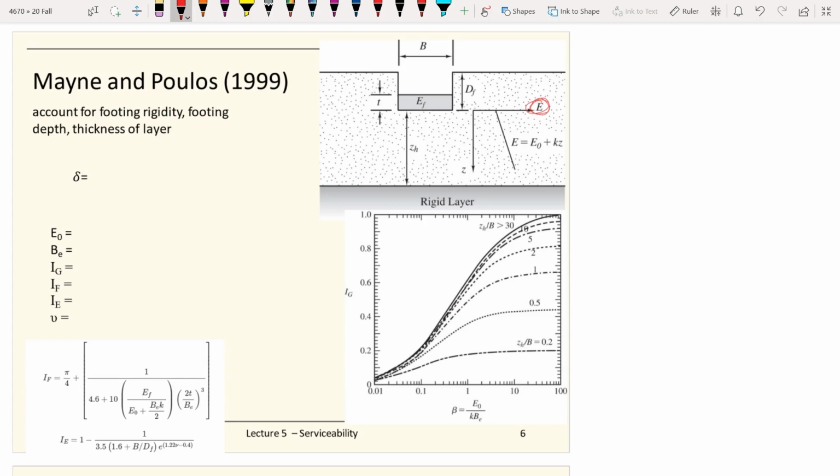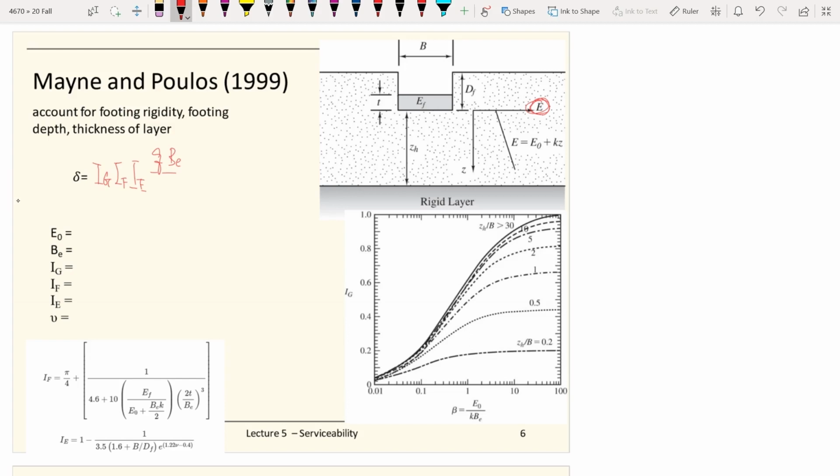So how do they do it? In the framework, they try to estimate the immediate settlements with these equations with three correction factors, IG, IF, and IE. Also you observe that the equation is similar to the very beginning one when we talked about the simple equations. That has a theoretical base. The very first one we talked about was the simple elastic solutions, so those are theoretically based. So the framework is in the right direction.